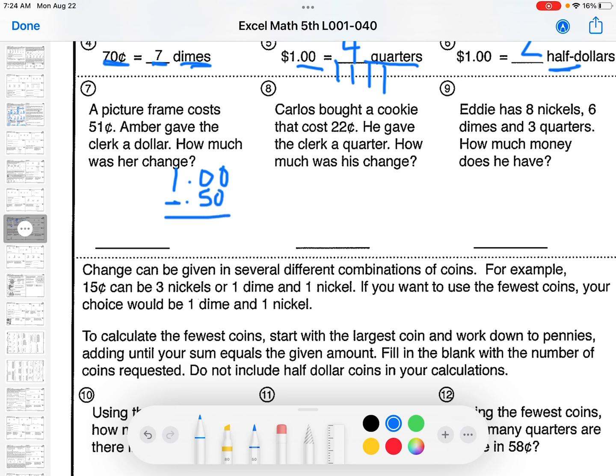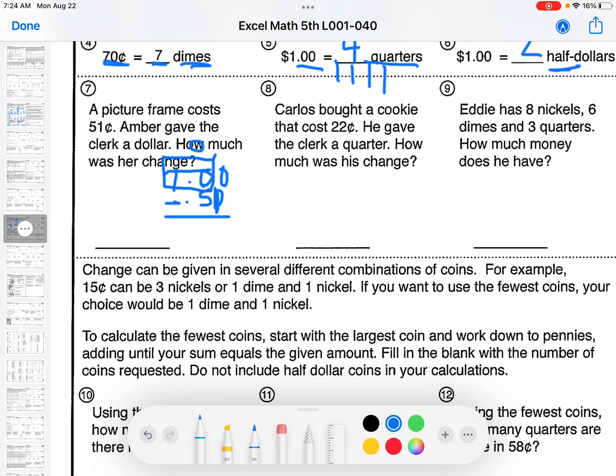$1 minus 51 cents. Some of you are going to get stuck on this because maybe you forgot how to do 0 minus 1. 0 minus 1 is not 1. You can't hold up 0 fingers and take 1 finger away. There's no fingers to take away. So here we're going to regroup. Little trick for you. We're going to go next door. Since there's nobody home at that 0, we're going to box the 0 with the 1 to make 10.